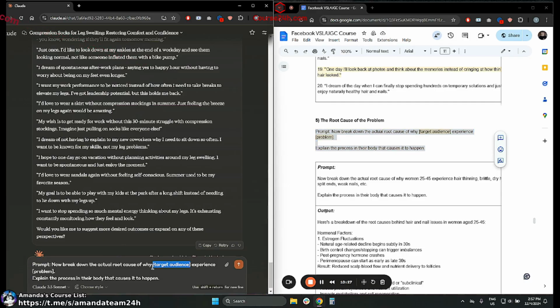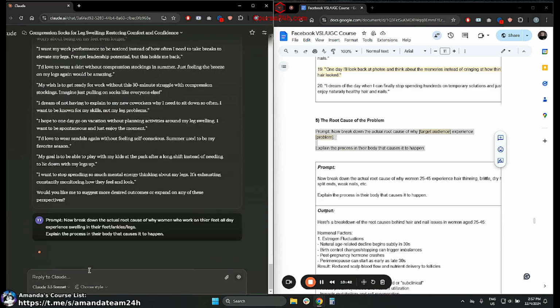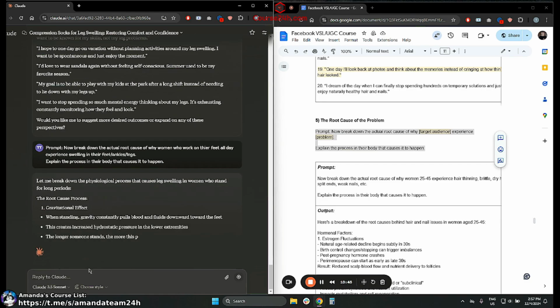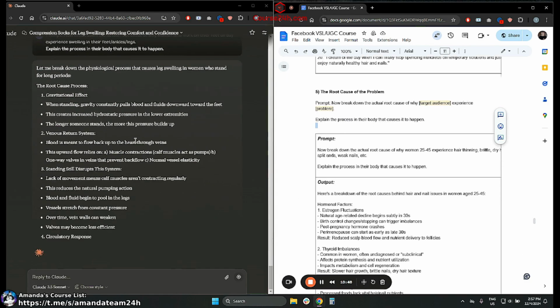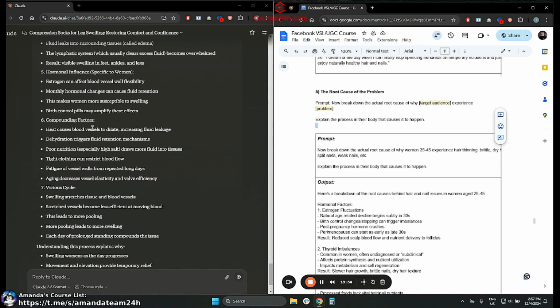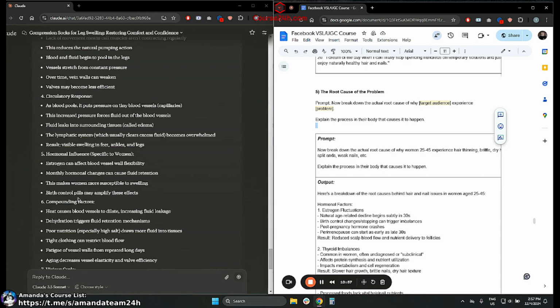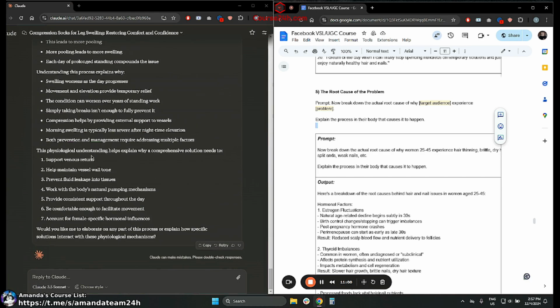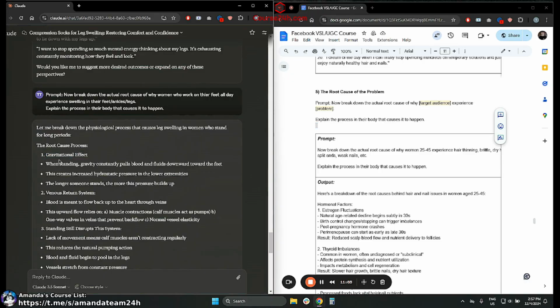So I would say, explain why women who work on their feet all day experience swelling in their feet, ankles, legs. So here it gives a bunch of reasons and a bunch of things you can look around and think, maybe there's an angle in here. For example, here we have the gravitational effect. So when standing, gravity constantly pulls blood and fluid downwards towards their feet, which makes sense.